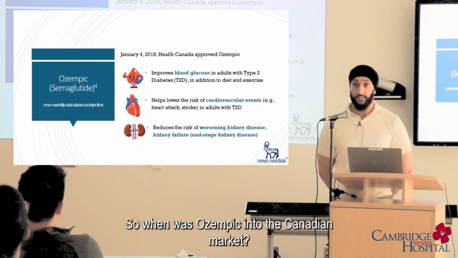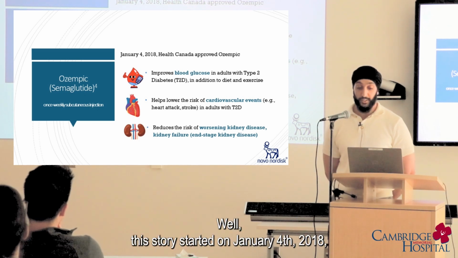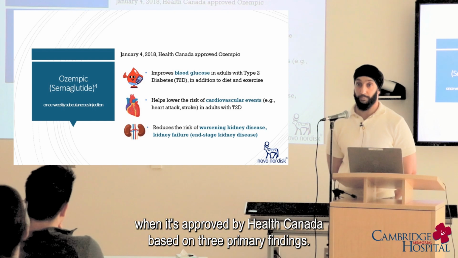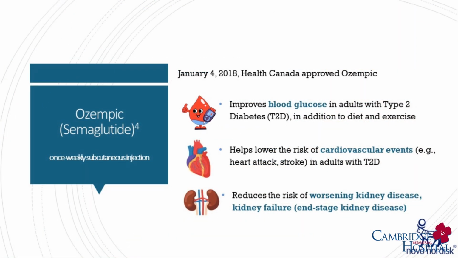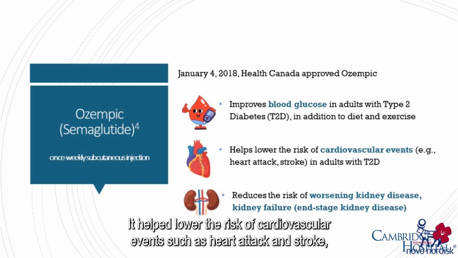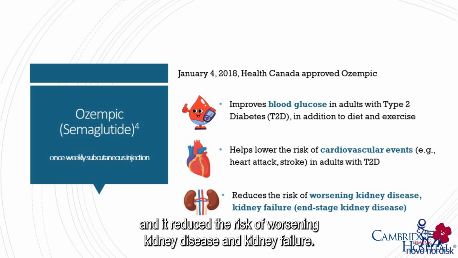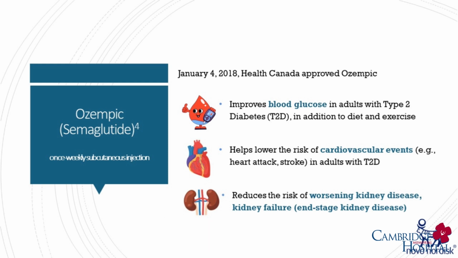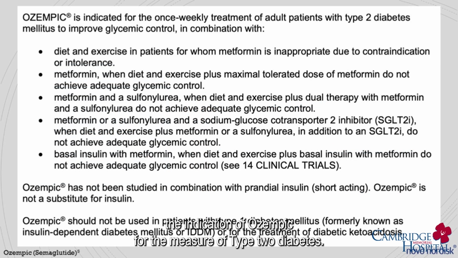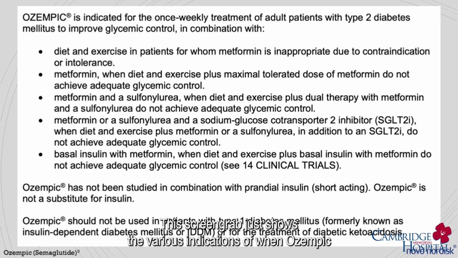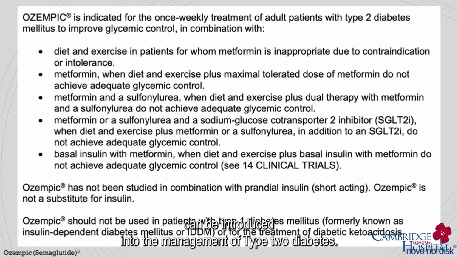So when did Ozempic enter the Canadian market? Well, the story started on January 4th, 2018, when it was approved by Health Canada based on three primary findings. It improved blood glucose in adults with type 2 diabetes. It helped lower the risk of cardiovascular events such as heart attack and stroke. And it reduced the risk of worsening kidney disease and kidney failure. Based on these findings, Health Canada allowed the indication of Ozempic for the management of type 2 diabetes. This screen grab just shows the various indications of when Ozempic can be introduced into the management of type 2 diabetes.